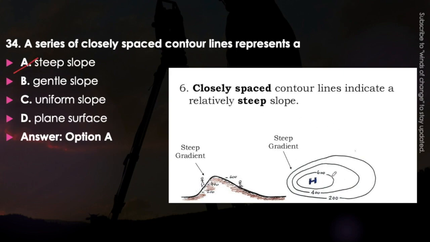You can see here this portion will be of a steep gradient, and this portion will be of the gentle slope. So it looks like this in the elevation.